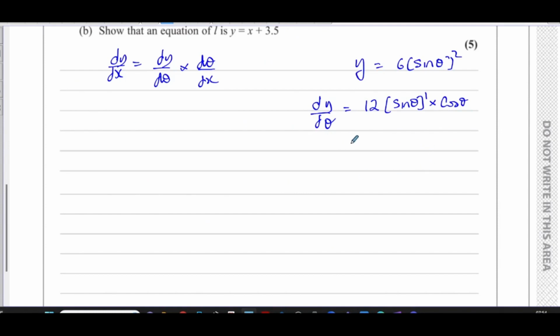So this will give us 12 sine theta cosine theta. Okay, that's dy d theta. Now we've got to find what dx d theta is, so then we can find d theta dx, which will be its reciprocal.